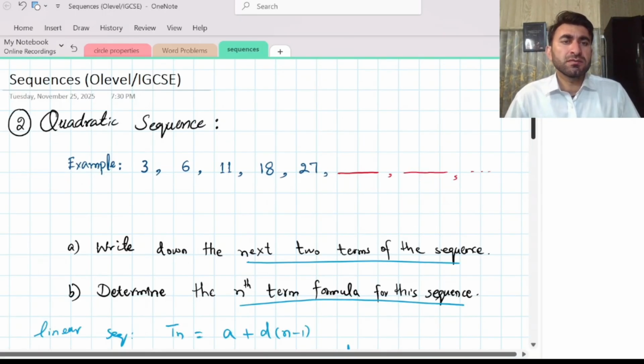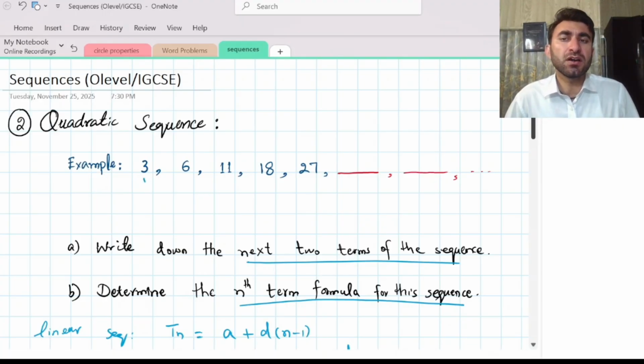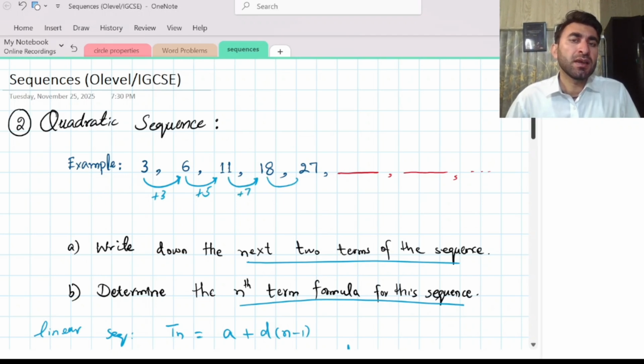So now first let us see the next two terms of this sequence. In order to generate the next two terms of any sequence, we observe the pattern of the consecutive terms. Like 3, when we add 3 to it, it becomes 6. When we add 5 to 6, it becomes 11, and when we add 7 to 11, it becomes 18, and 18 plus 9 is 27. So we can observe that the term being added is increased by 2 every time.